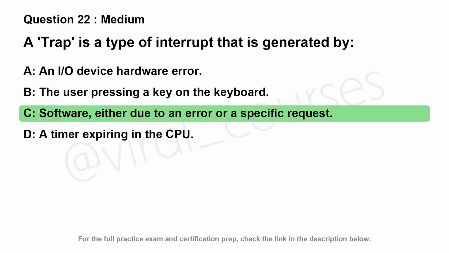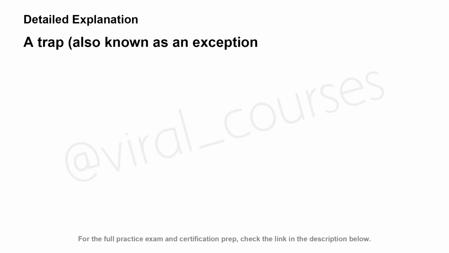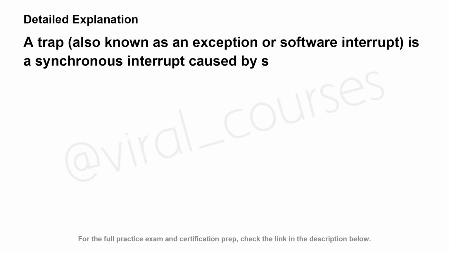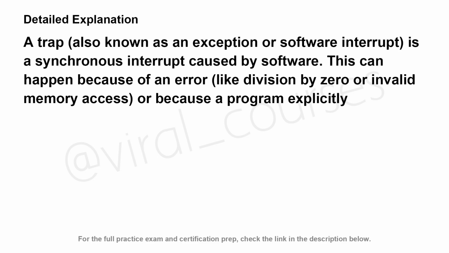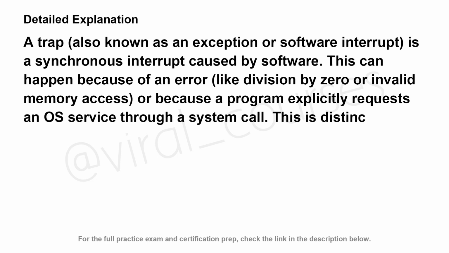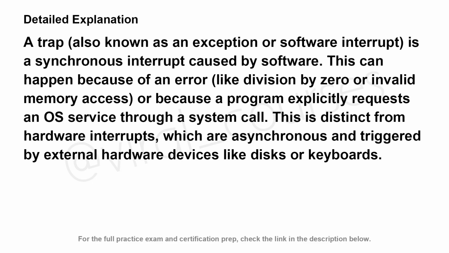The correct answer is C. A trap, also known as an exception or software interrupt, is a synchronous interrupt caused by software. This can happen because of an error, like division by zero or invalid memory access, or because a program explicitly requests an OS service through a system call. This is distinct from hardware interrupts, which are asynchronous and triggered by external hardware devices like disks or keyboards.